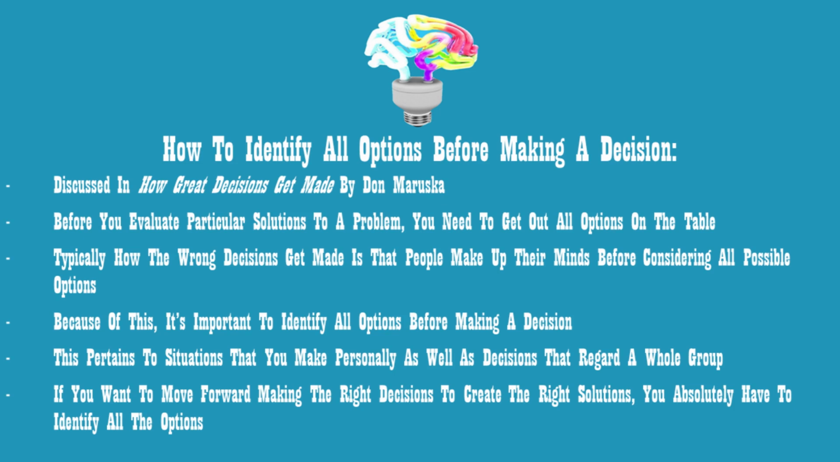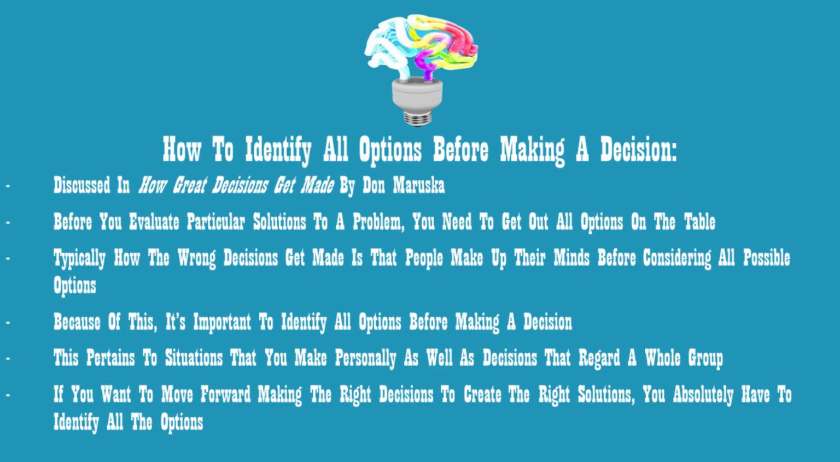Today I want to go through some steps to identify all options before making a decision that are shared in the book How Great Decisions Get Made by Don Maruska. Before you evaluate particular solutions to a problem, you need to get all options out on the table. And typically how the wrong decisions get made is that people make up their minds before considering all possible options.